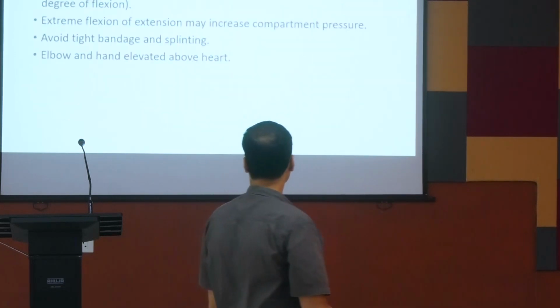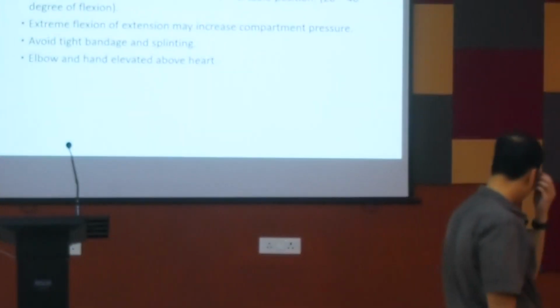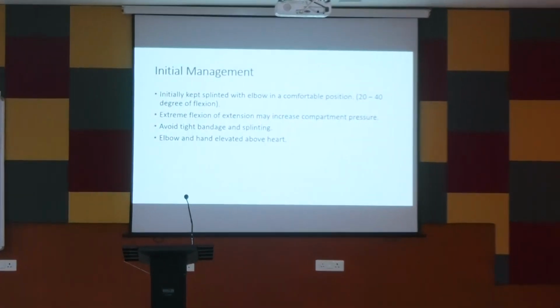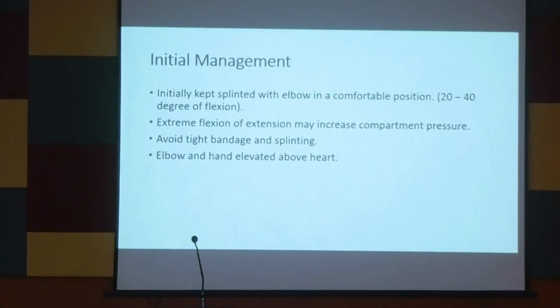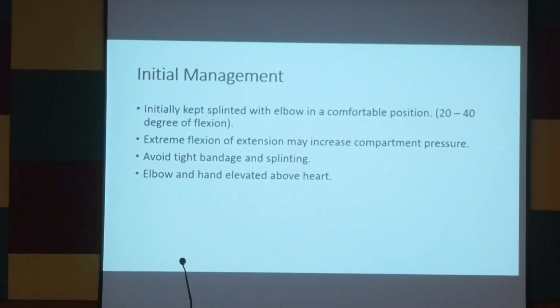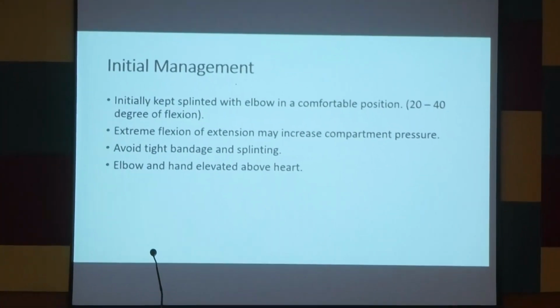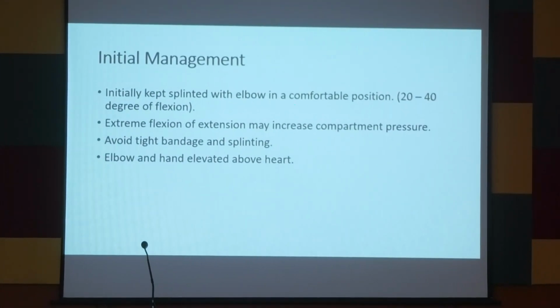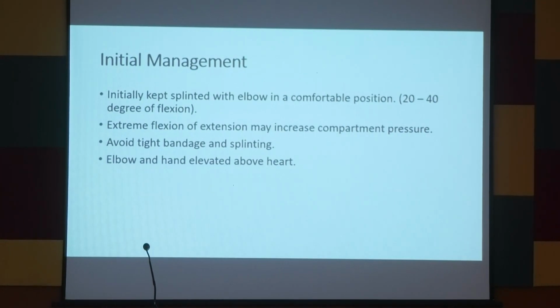Okay. So initial management, that is important. What I told you, you have to give splintage. But how will you keep the arm? The elbow fracture is here. Will you keep it here, here, here? Ideal thing, 20 to 40 degrees of flexion. You should not flex it too much. If you flex it too much, what happens? You are giving more chance for the compartment syndrome to happen. Just give in this position, 20 to 40 degrees of flexion.